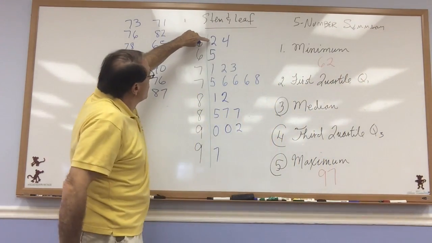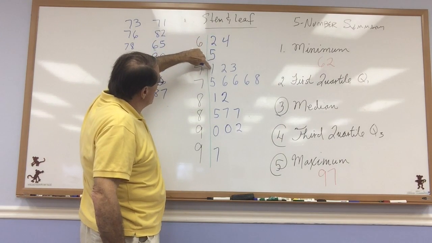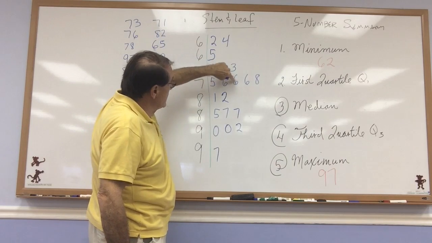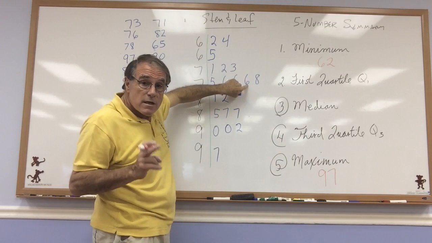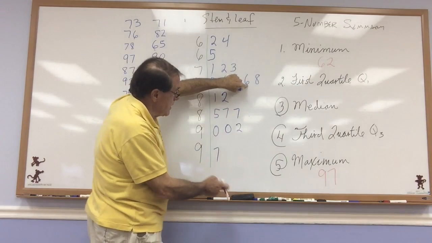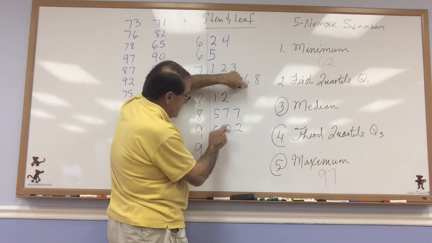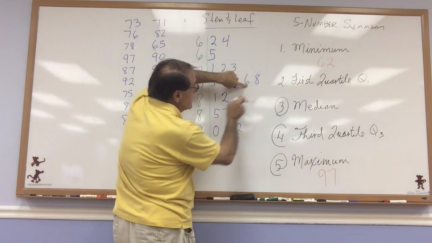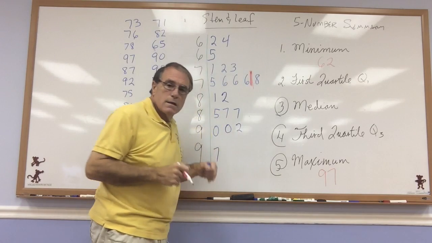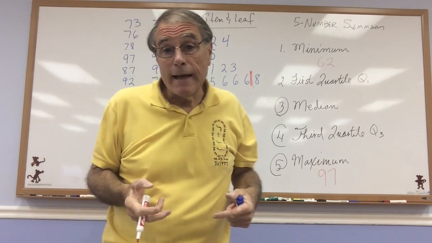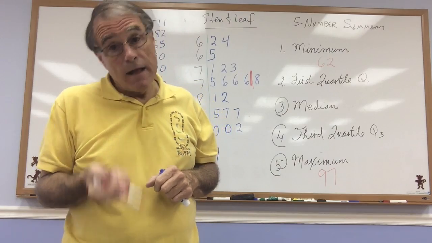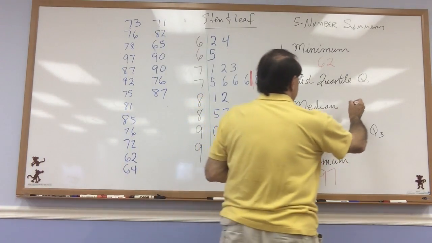So let's go. 1, 2, 3, 4, 5, 6, 7, 8, 9, 10. 76 is the 10th score, and I'll double check. I'll count 10 up from the bottom. 1, 2, 3, 4, 5, 6, 7, 8, 9, 10. So the median is coming right between 76 and 78. Well, that's easy. Halfway between would be 77. And that's our median, 77.